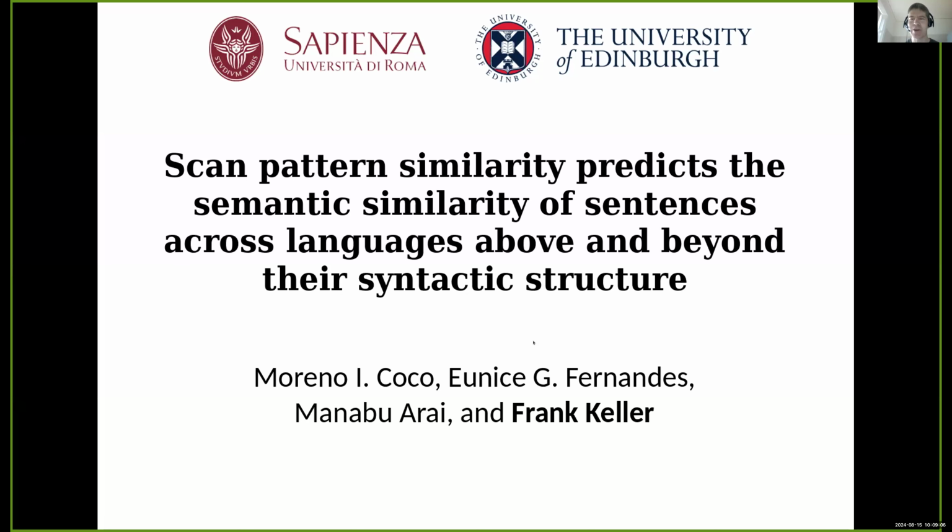So anyway, as you said, I'll be talking about language and vision. In particular, I'll be talking about how the two modalities are integrated in human cognition. And this is joint work with Moreno Coco, Eunice Fernandes, and Manabu Arai.